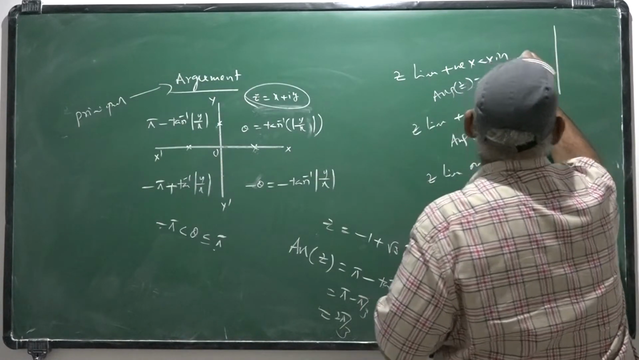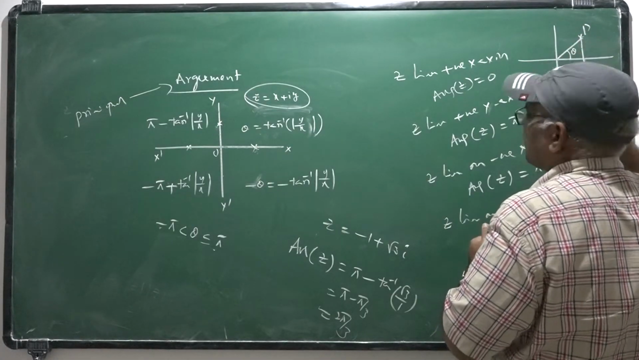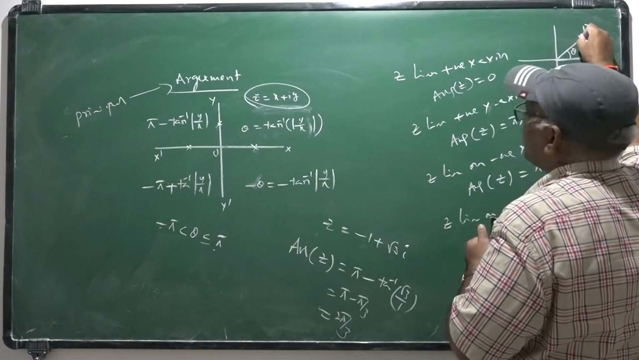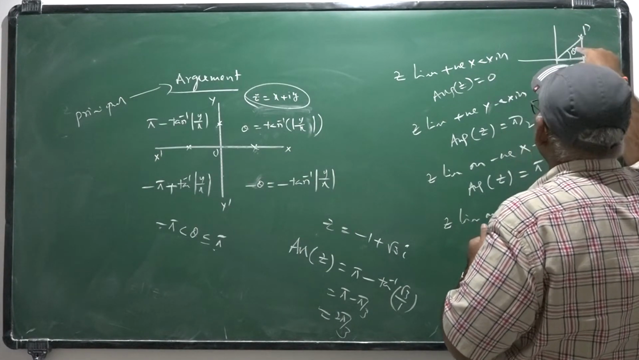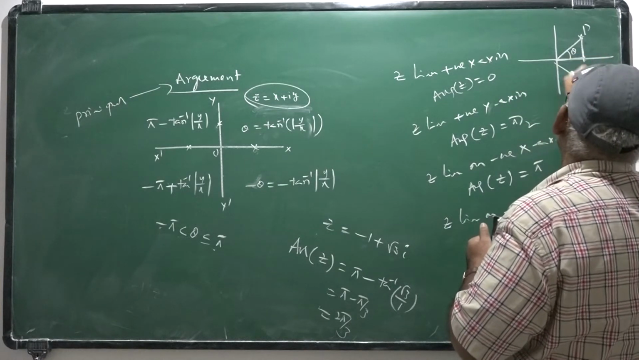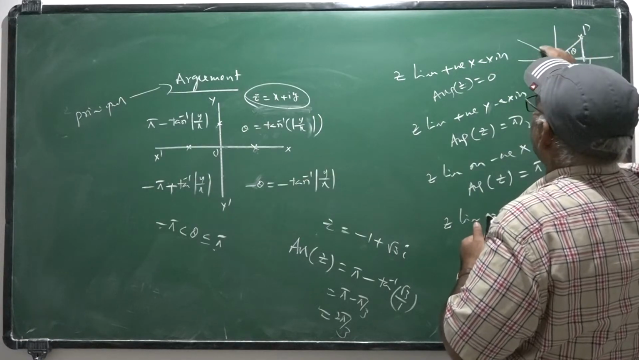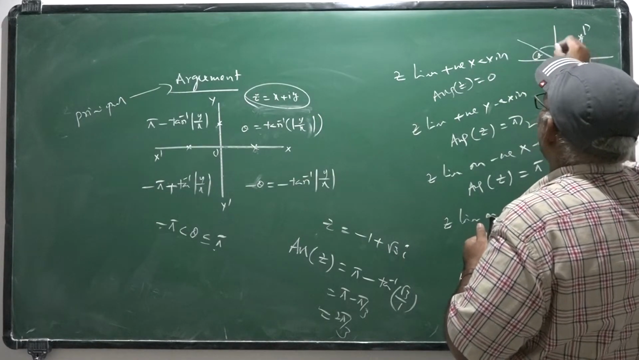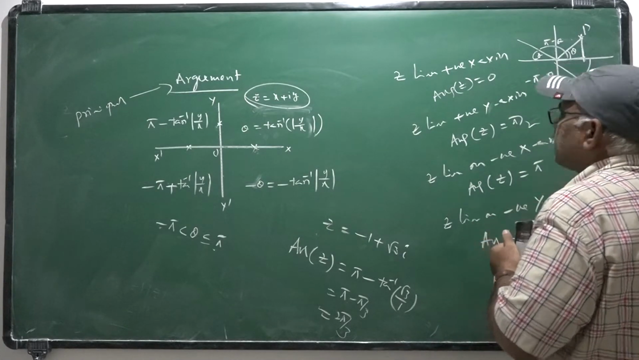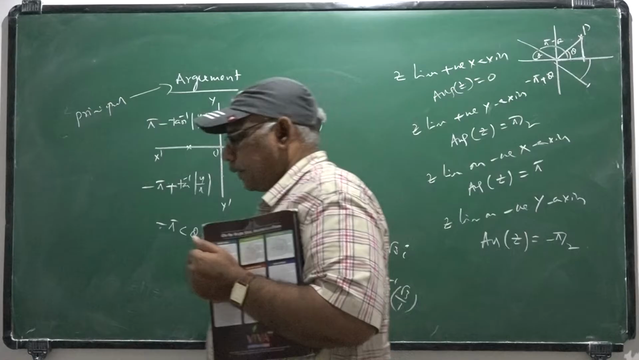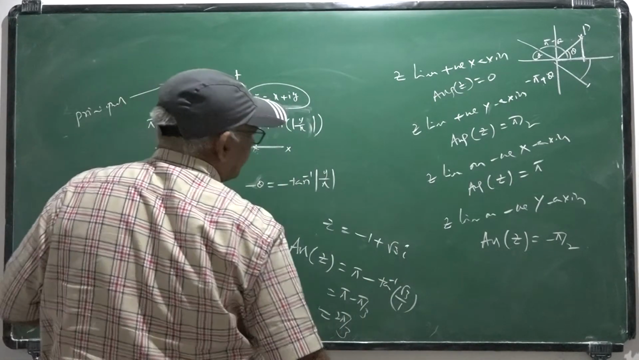Principal argument means the angle that OP makes with the positive direction of x-axis. This angle I am taking into consideration. Of course, based on where the point lies, you are taking this angle. In the second quadrant, you are taking pi minus this angle, where this is theta. Like that. In the third quadrant, you have to consider minus pi plus theta. That is the principal argument.